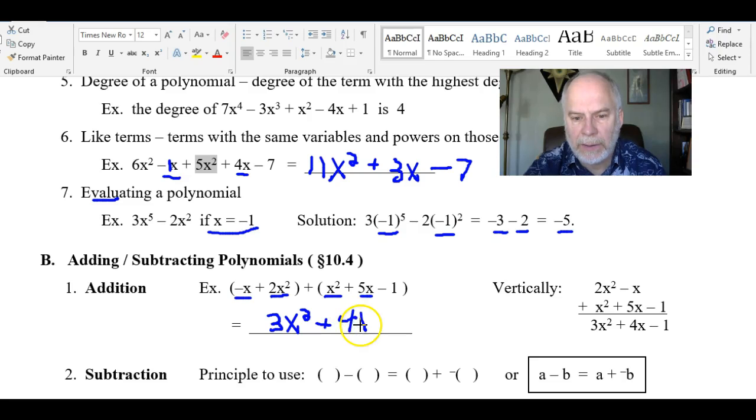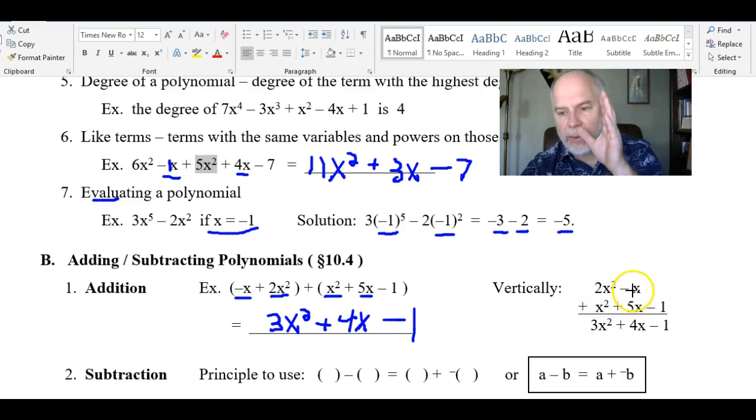Okay, let me get this written. And then we have the minus 1. And so that's the answer. Now, one way you could have done this is over here, where I talk about how you can line up the terms vertically. So you put your x squared terms in one column, and you put your x to the first power terms in another column, and then you put your numbers in, and then you just add downward. So you get the same answer, of course, but it's just a way of organizing the terms.